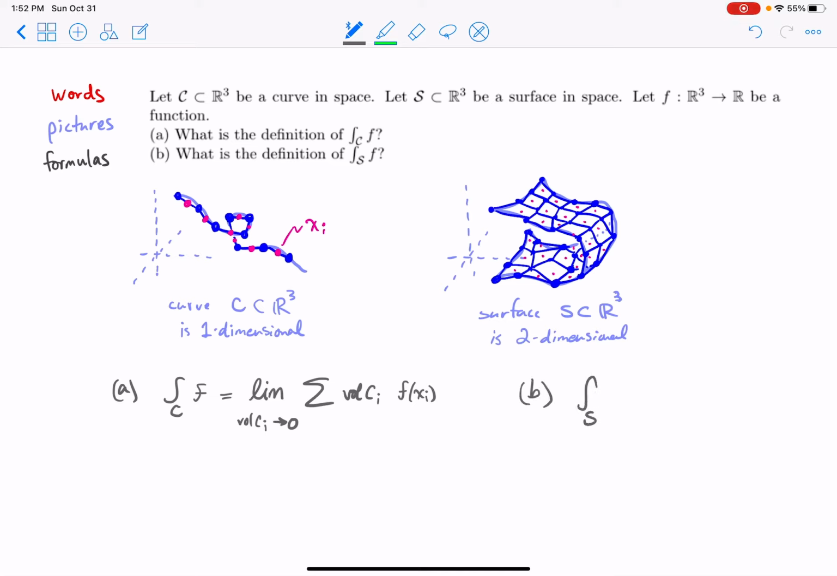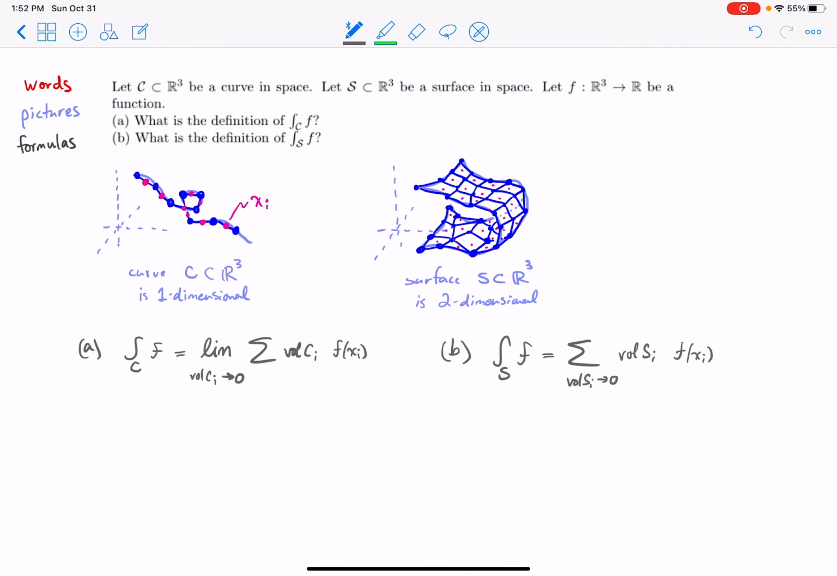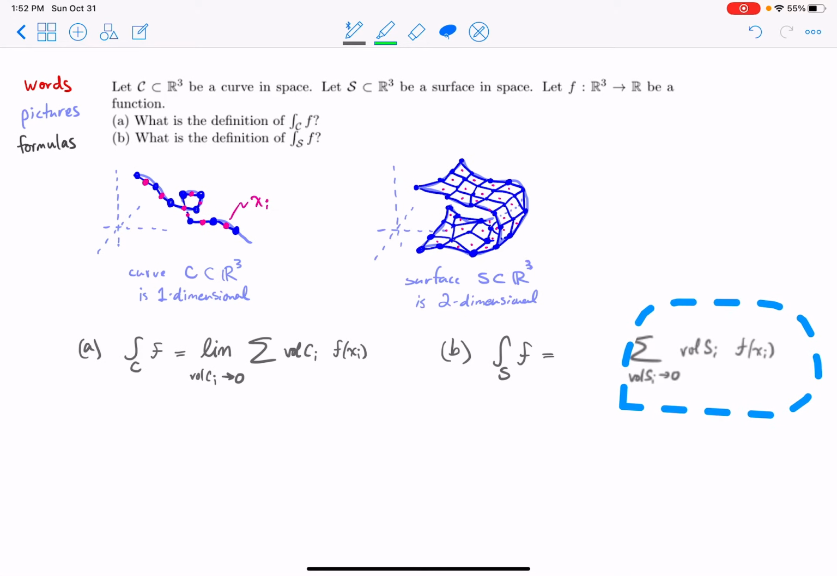It's very, very similar. In fact, identical for a surface. Now these volumes, this is a two-dimensional volume. So maybe I better say that. Volume of the piece SI times the value of the function. And oh, I forgot the limit. So let's put limit as the volume of the SIs go to 0.